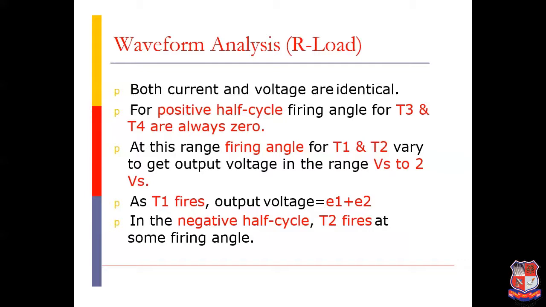As we discussed earlier, in case of R load, both the current and voltage waveforms are identical. For the positive half cycle, the firing angle for T3 and T4 is always 0. In this range, the firing angle for T1 and T2 varies to get output voltage in the range Vs to twice Vs. As T1 fires, the output voltage becomes E1 plus E2, or twice Vs.